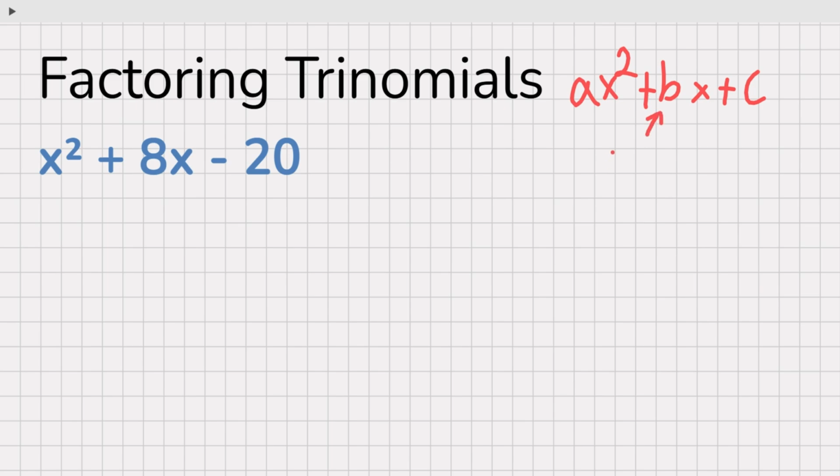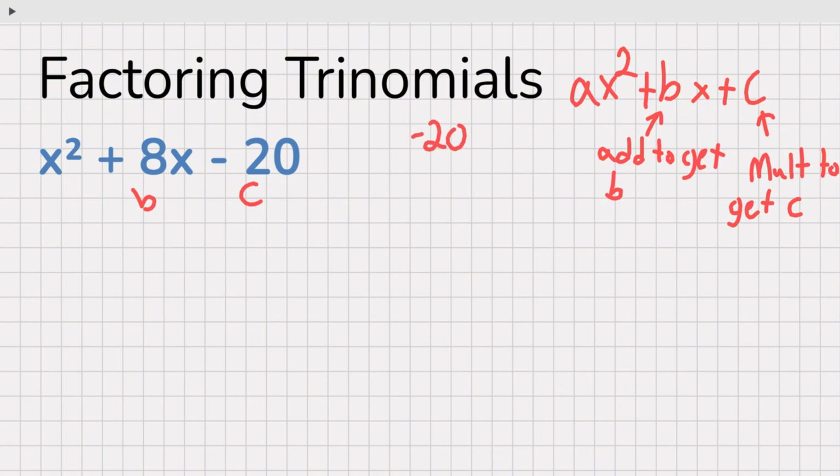Now, you have to figure out two numbers that add to get b and multiply to get c. Now, what is the value of b in this expression over here, x squared plus 8x minus 20? Well, hopefully you guessed 8. What's the value of c? Well, that is negative 20. So we have to look for numbers that multiply to get negative 20. Now, what numbers multiply to get negative 20?